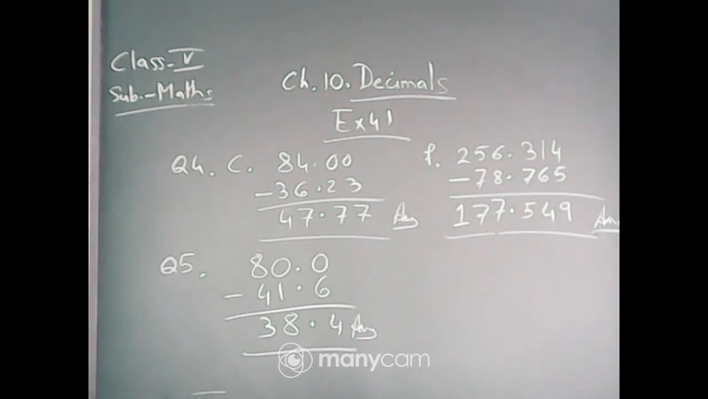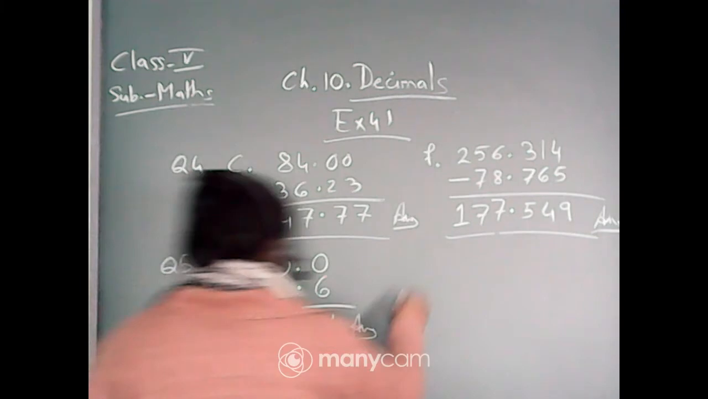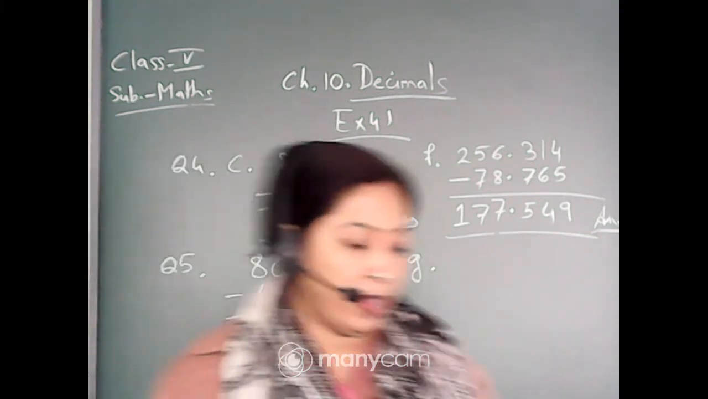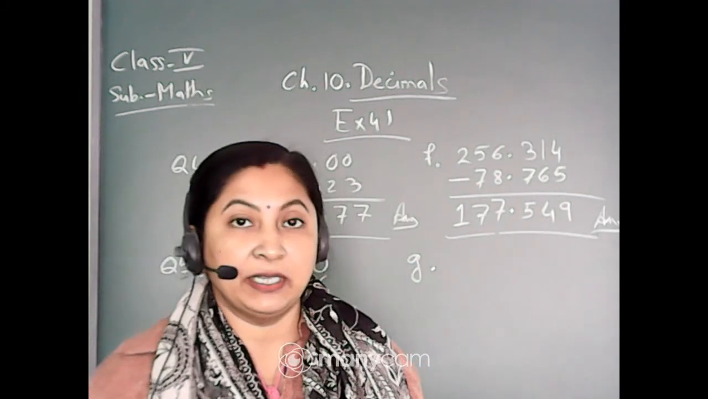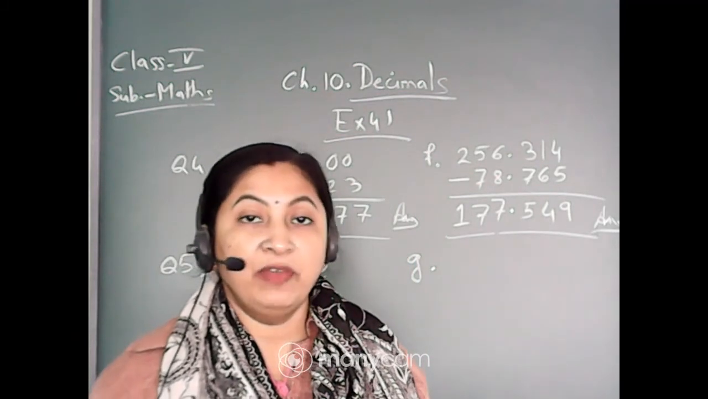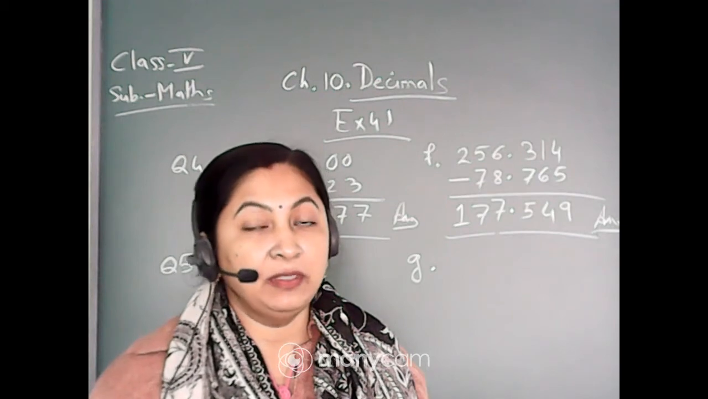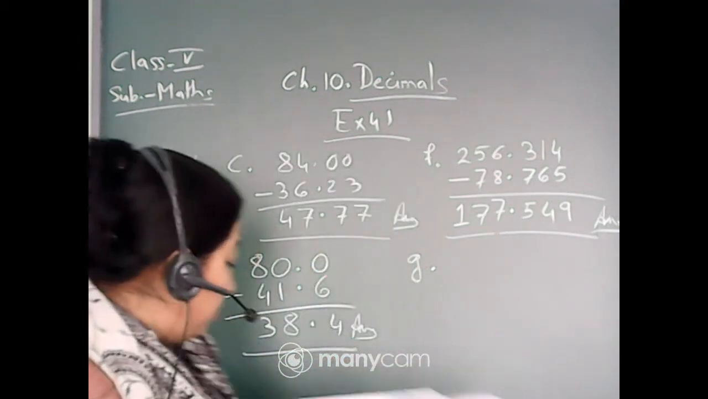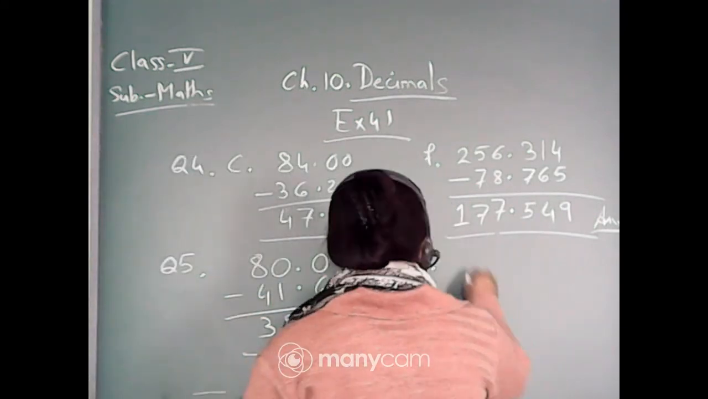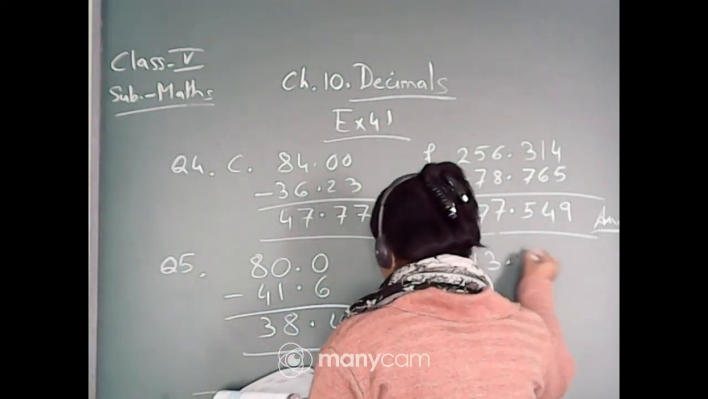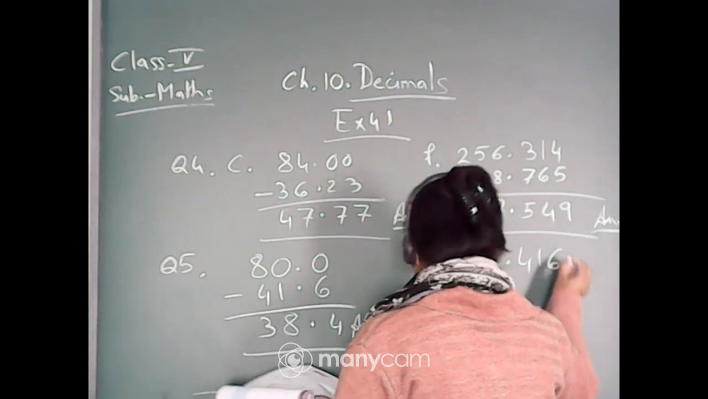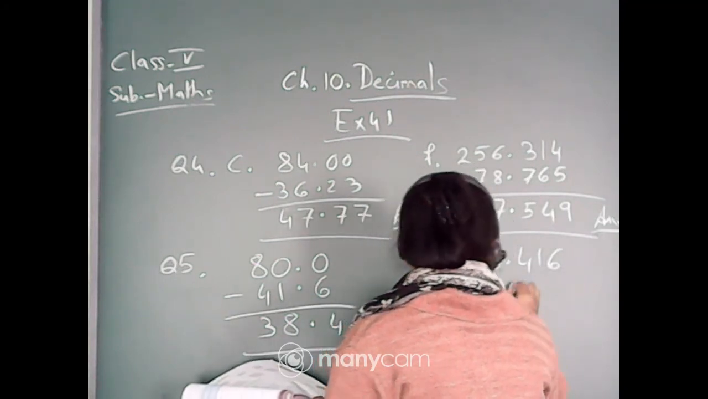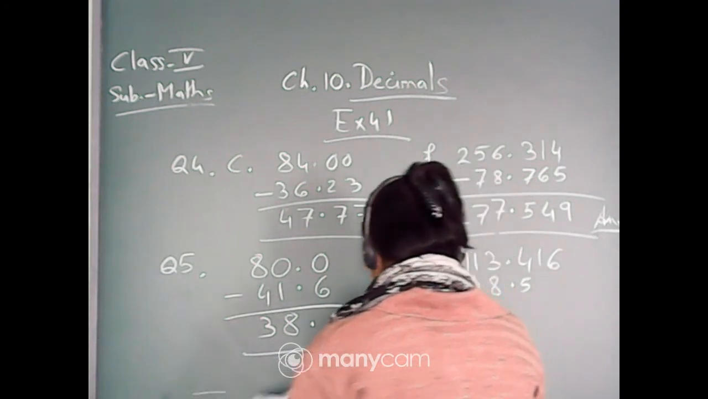Now let us do number G. Number G, 48.5 from 113.416. This is also the same. The number which is given after from will be on the top, and below that the second number. Okay, so this is given 113.416 minus 48.5. So make it in like decimals.